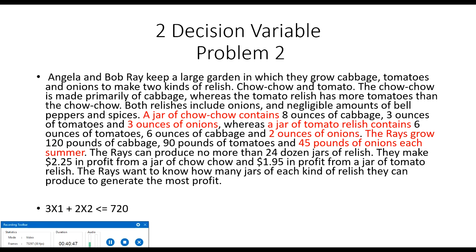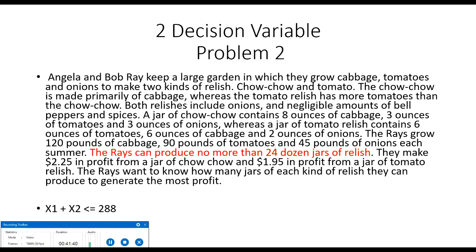We have one final constraint. And again, this is slightly confusing because it is not given to us in the correct format. Let's look at that now. The Rays can produce no more than 24 dozen jars of relish. What that means is they can't produce 24 jars of relish. They can produce 24 times 12 jars of relish. 24 times 12, which is 288 jars of relish. A very different situation from 24 jars of relish.